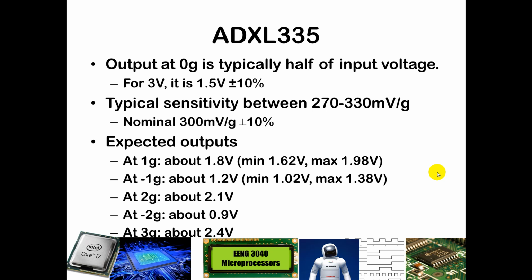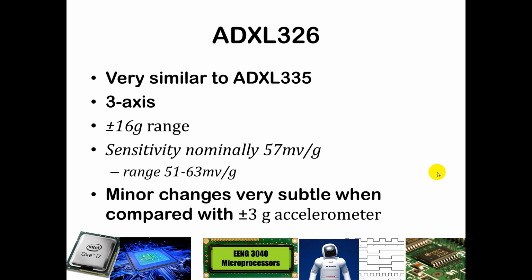There is another accelerometer. I happen to have a few of these. This is the ADXL326. It behaves in almost the exact same way, except it is designed to measure plus or minus 16 G. And because it uses the same input voltage, its sensitivity is a lot less. So for 1 G of acceleration here, you nominally only see 57 millivolts of change as opposed to the 300 millivolts of change that you saw before.